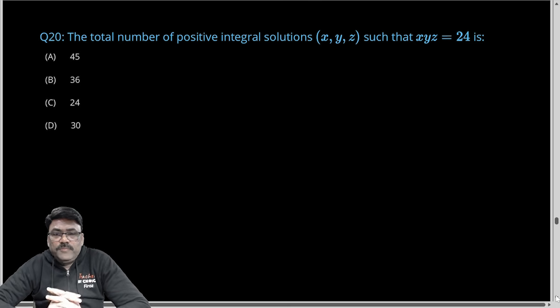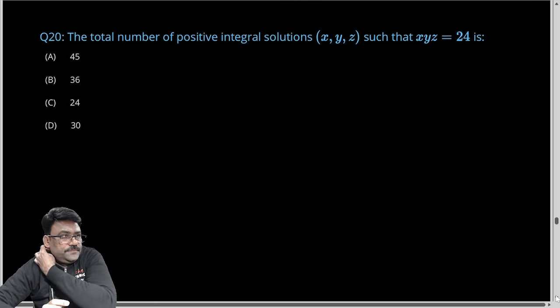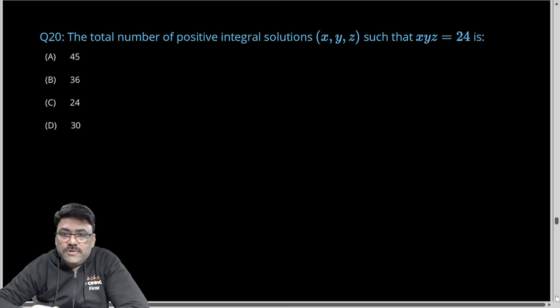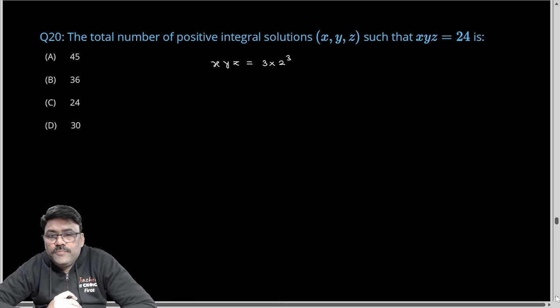See this question from PNC. Total number of positive integral solutions of xyz is equal to 24. Number of positive integral solutions of xyz is equal to 24. So xyz is what? 3 into 8. So it is 3 into 2 cube.